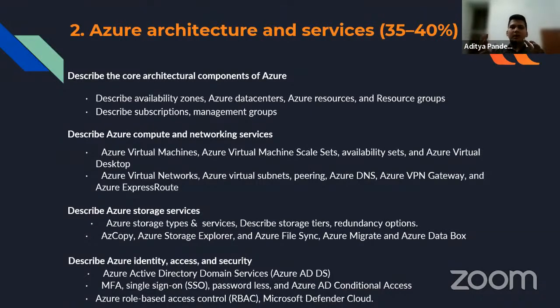In Azure Compute, there comes Azure Virtual Machines, Azure Virtual Machine Scale Set, Availability Set, Virtual Machine Desktop, and in Networking Services, we'll be going to study Azure Virtual Network, Azure Virtual Subnets, peering, Azure DNS, Azure VPN Gateway, and Azure ExpressRoute, right? And another topic they cover is storage services. Azure has a lot of storage services. Okay, and these services are named here.